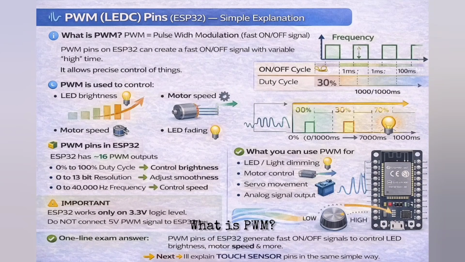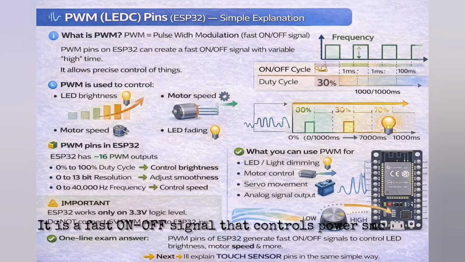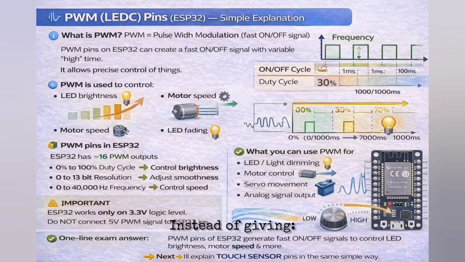What is PWM? PWM is equal to pulse width modulation. It is a fast on-off signal that controls power smoothly. Instead of giving low, 0, or high, 1, PWM gives on for some time, off for some time. By changing on time, we control output power. This on time is called duty cycle.